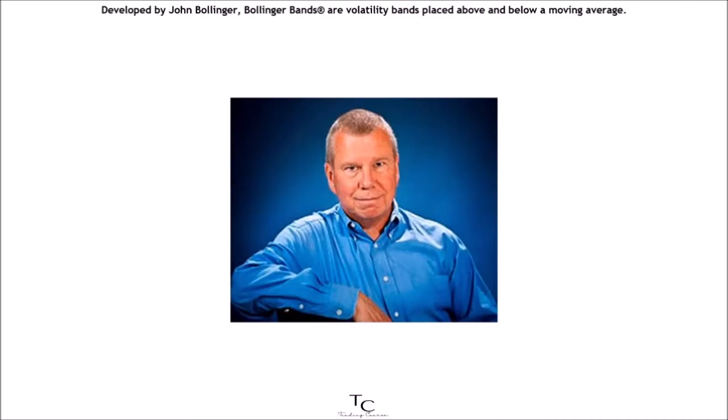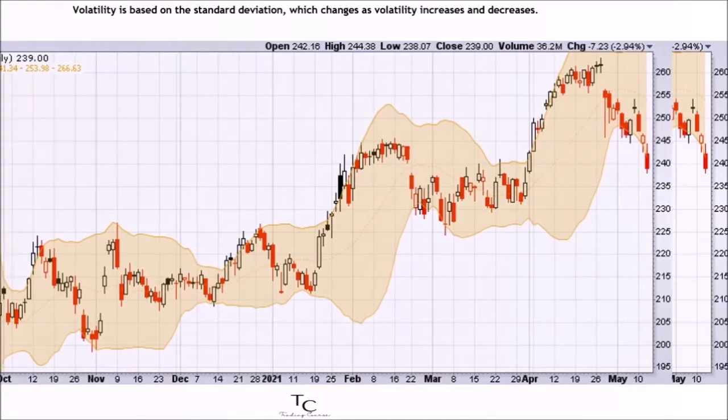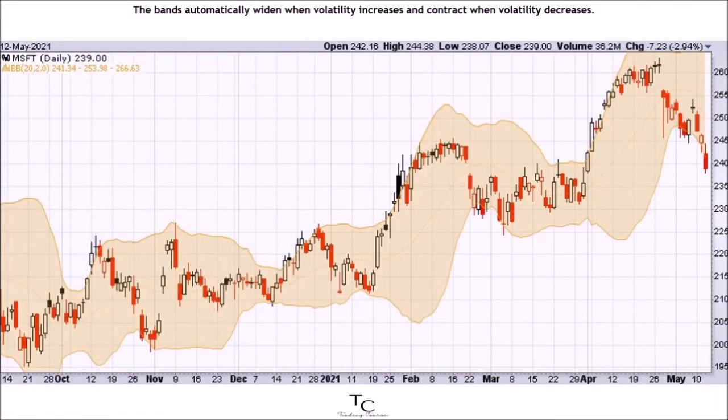Developed by John Bollinger, Bollinger Bands are volatility bands placed above and below a moving average. Volatility is based on the standard deviation, which changes as volatility increases and decreases. The bands automatically widen when volatility increases and contract when volatility decreases. Their dynamic nature allows them to be used on different securities with the standard settings.